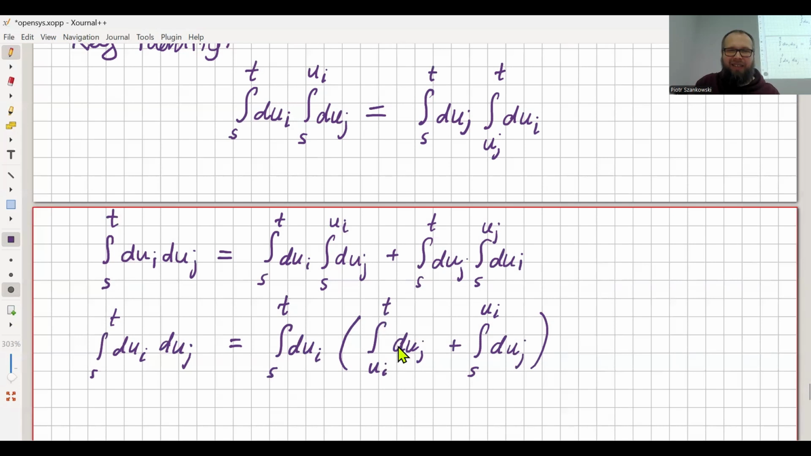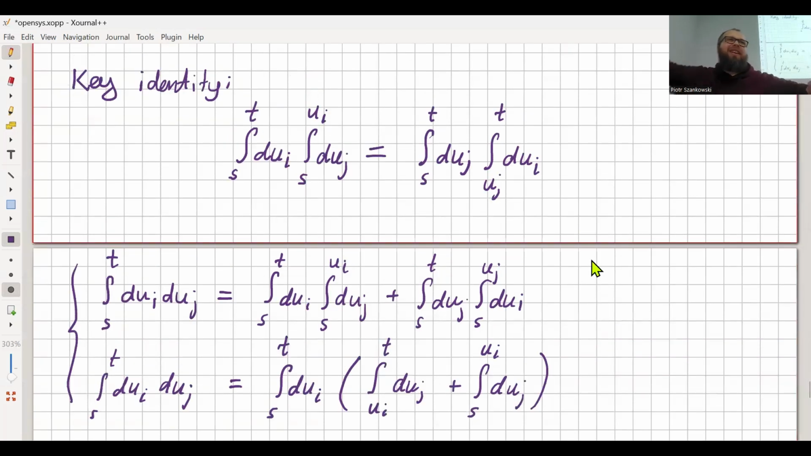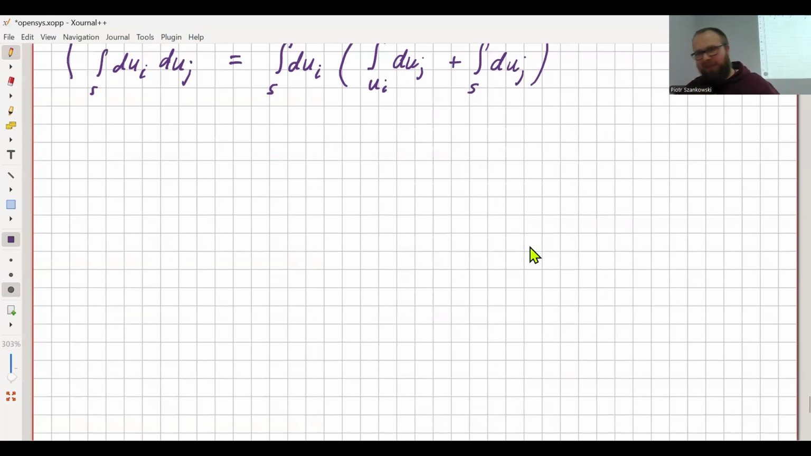And you see this term we will cancel with this term, okay? And we are left with this and this, which is what gives us the identity, okay? So that's the trick. And in practice, it allows us to basically pull the integral from the back to the front, okay? Which we now execute.